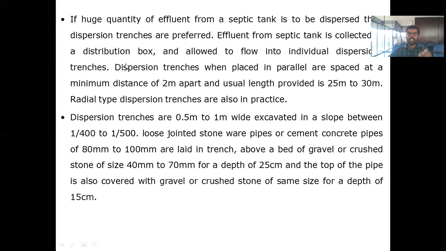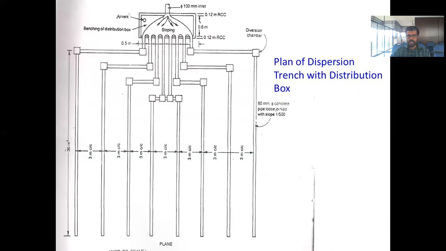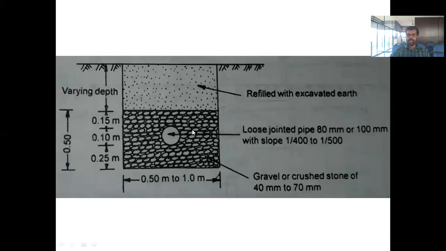Now dispersion trenches, when placed in parallel, are spaced at a minimum distance of 2 meters. This trench to trench should be a minimum of 2 meter difference. From center to center, it will be approximately 3 meters. So you can see here, 3 meter is shown. This 3 meter is from center to center only. Otherwise, the minimum distance should be 2 meter.